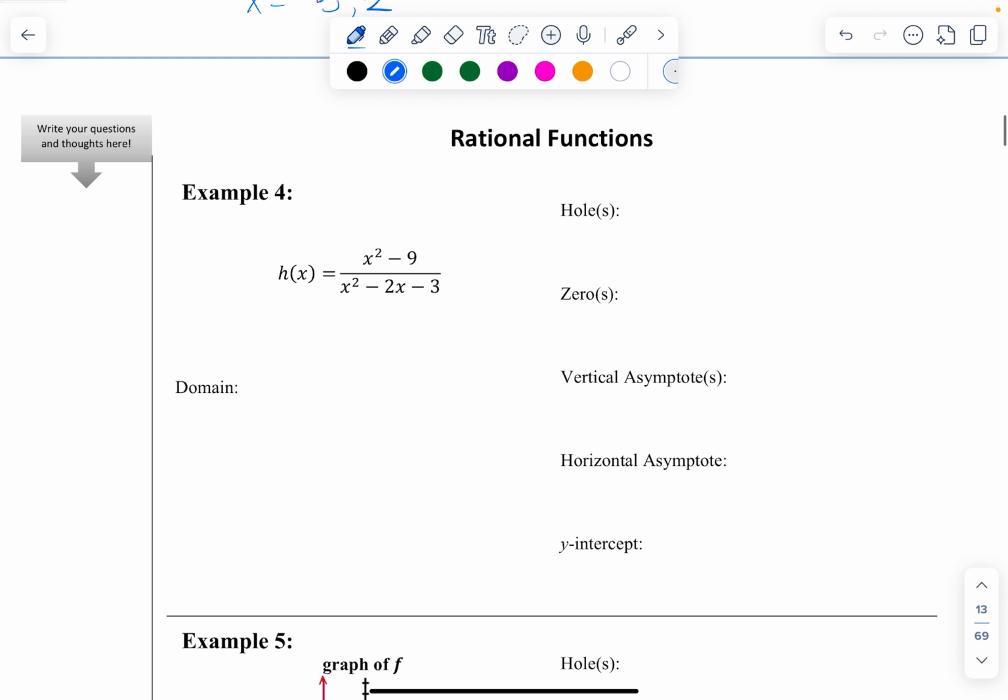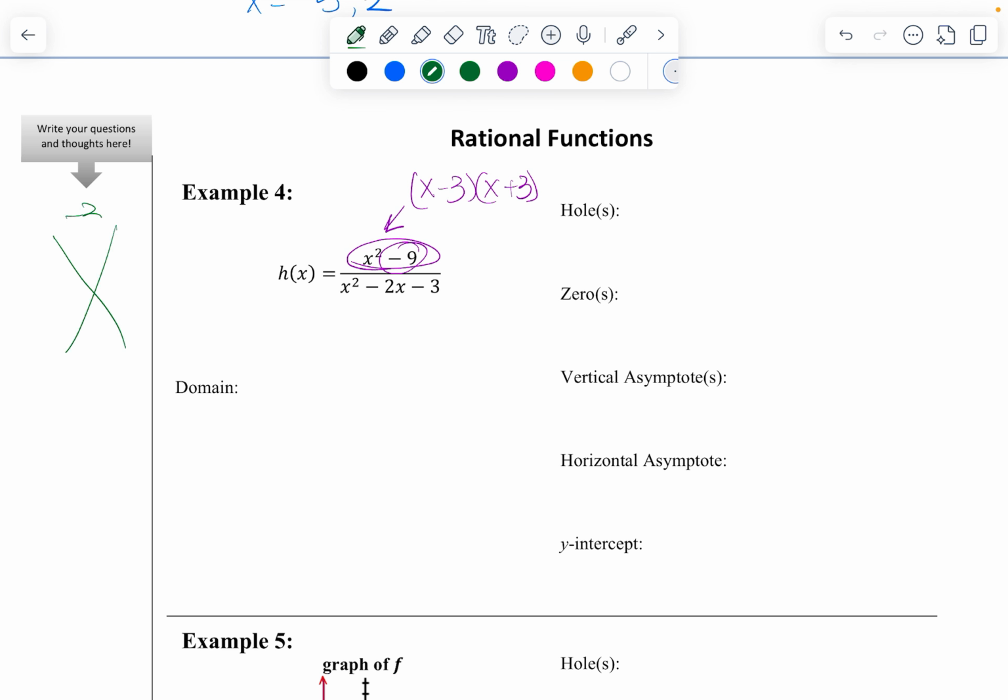All right, let's look at this one. Again, we're going to be looking at this rational function. If we can factor, do. So I know x squared minus 9, this is a difference of 2 squares. This tells me that x times x is x squared. A negative 9 comes from a positive 3 and a negative 3 factor. And then in our denominator here, what multiplies to negative 3 and adds to negative 2? Well, this would be negative 3 and positive 1. So we get x minus 3 and x plus 1.